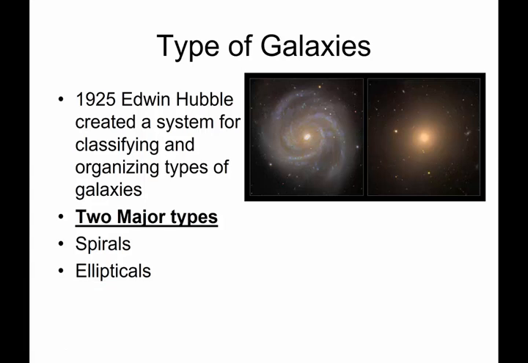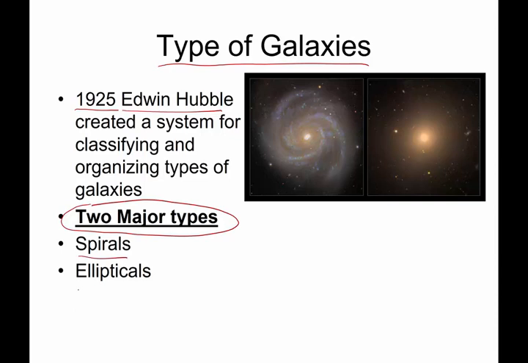There are many different types of galaxies. Not all of them are spiral, and not all of them look the same. In 1925, Edwin Hubble created a system for classifying and organizing these different galaxies. First off, there are two major types: spirals and ellipticals.